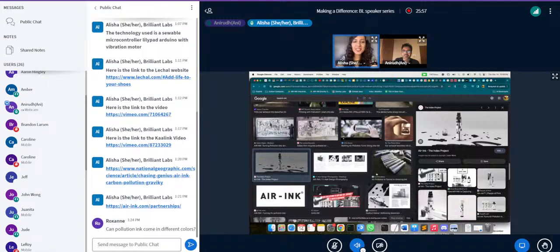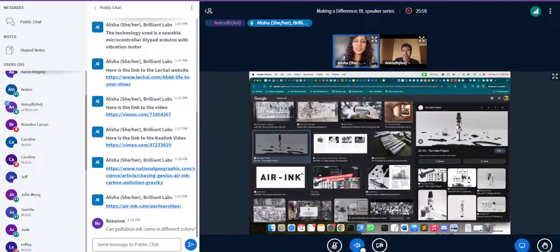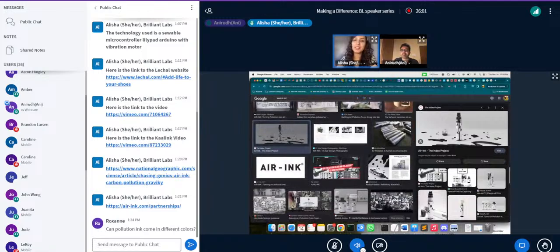Kind of. And Roxanne has a question asking, can pollution ink come in different colors? The very interesting fact is, this is a good point. We have a very strong identity in black color because we can only make black from the kind of carbon we were capturing, which is essentially black in color.